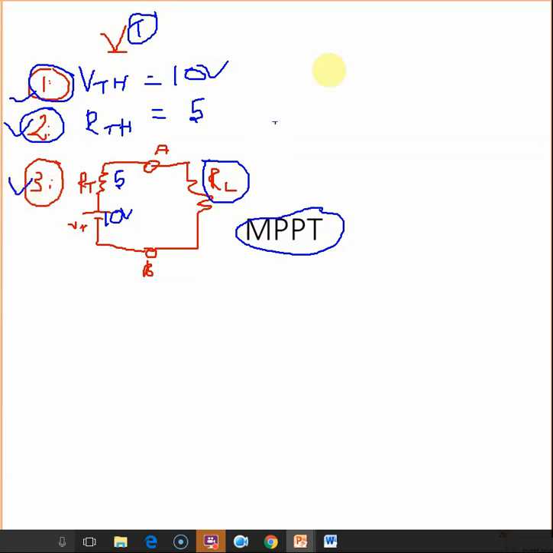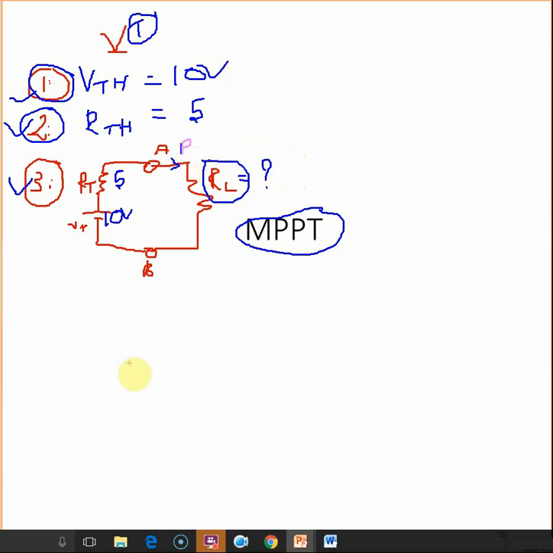But only one thing: in your given circuit, the RL value is never given. Find the RL value, that is the only question. I will repeat again: in your given circuit, the load resistance value is never given. Then they will ask you to find the RL value, that is question number 1. Question number 2, what is the power of the circuit? These are the two questions they will ask you.